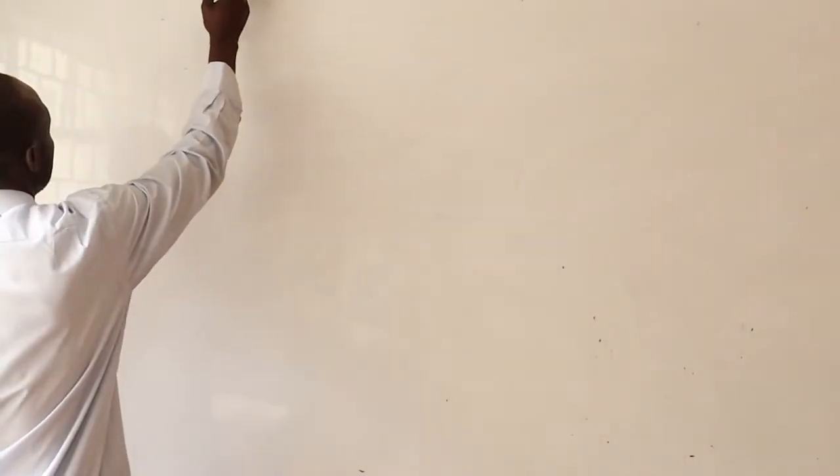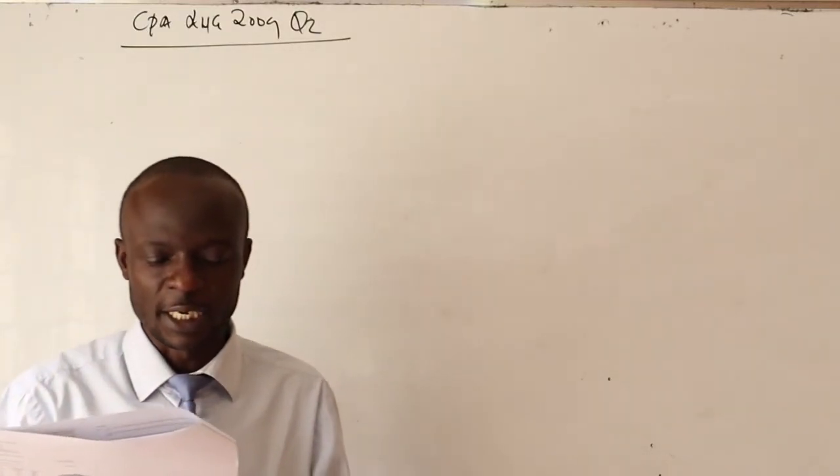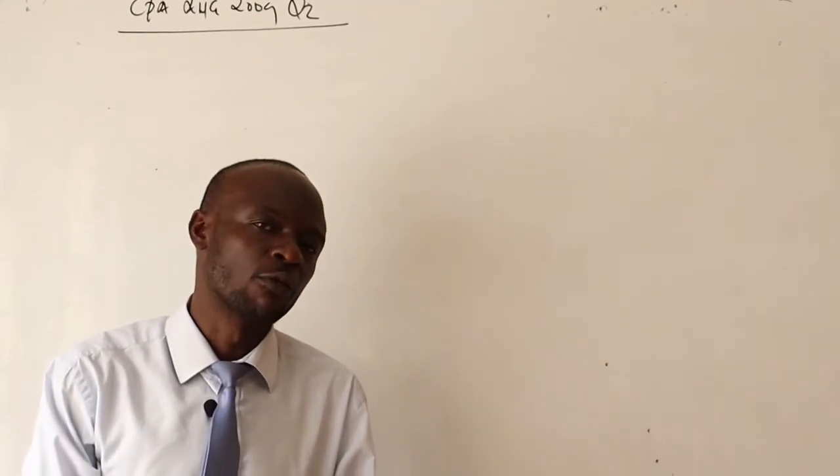This is August CPA, August 2009, question number 2. Question number 2A said, briefly explain 4 bases of apportionment of overheads. So we discussed the bases of apportioning overheads. For instance, we said we have the floor area. We use the floor area to apportion overheads like rent and rates, lighting, electricity, etc. So they wanted you to explain those.